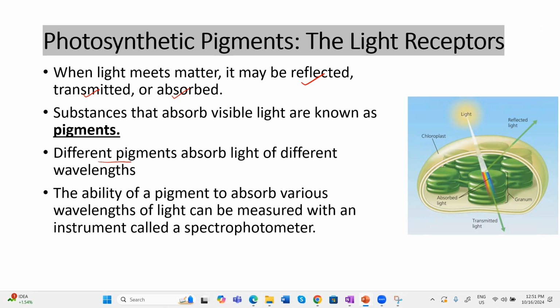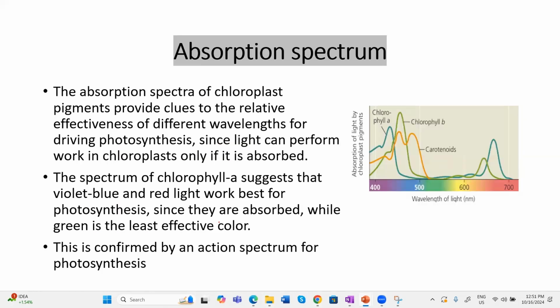We have studied already in the previous video, chlorophyll and carotenoids. They will absorb light of different wavelengths. So the ability of a pigment to absorb various wavelengths can be measured by the instrument called spectrophotometer. So why do we want to know the absorption spectrum? Which light are they absorbing?